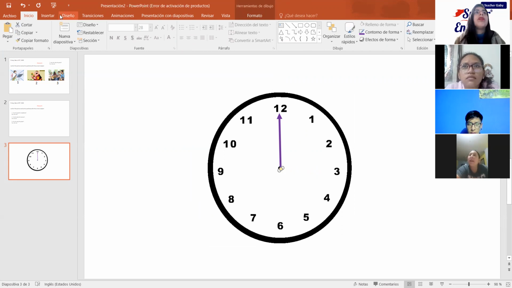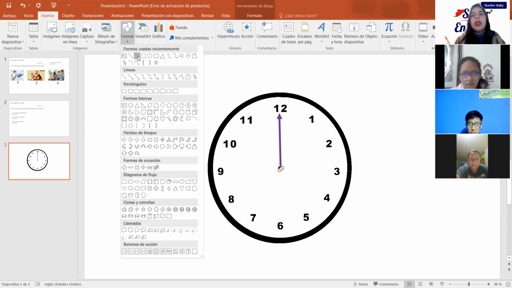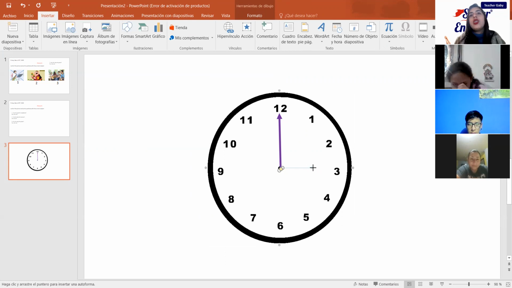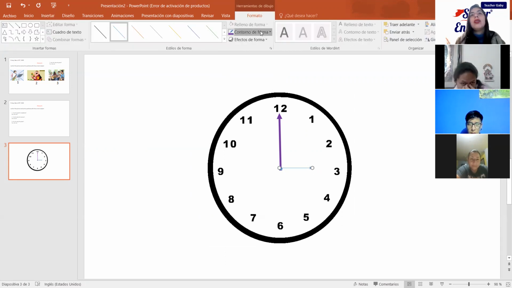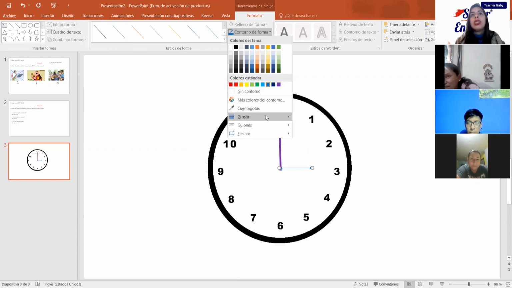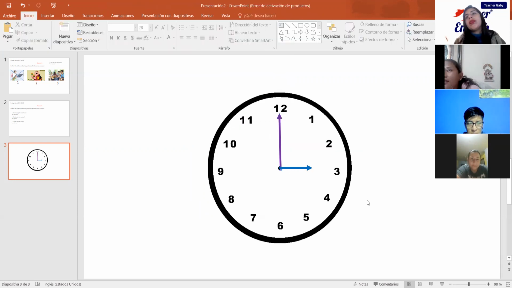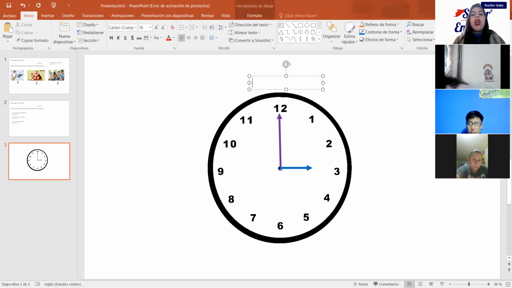I'll show you like this. This is the short hand. It tells us what? Minutes or hours? Hours. Yes, hours. So you can see in this case, when the long hand is at the number 12, we are going to say o'clock. Yes, that is the phrase when you want to say en punto. O'clock.